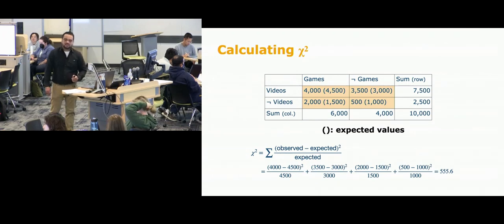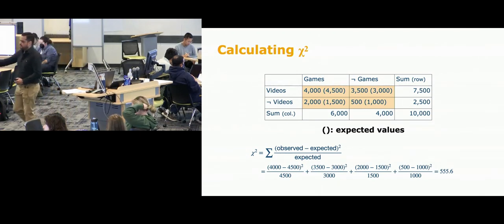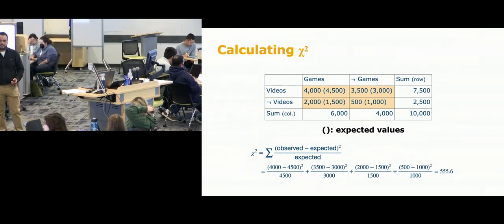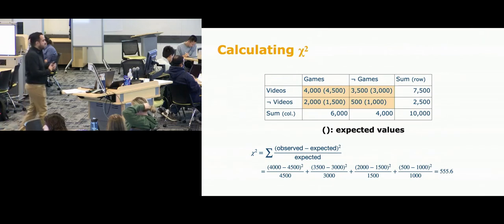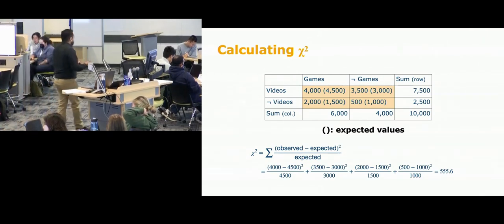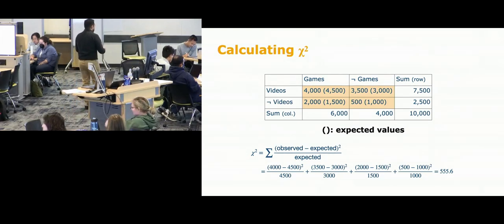555.6 in this case. That is, we would say that the chi-squared statistic for this is 555.6, and then you would compare it to some critical values of the chi-squared distribution to see whether it's significant at a 95 or 99% level. And if it is, then you could conclude that this is an interesting pattern.